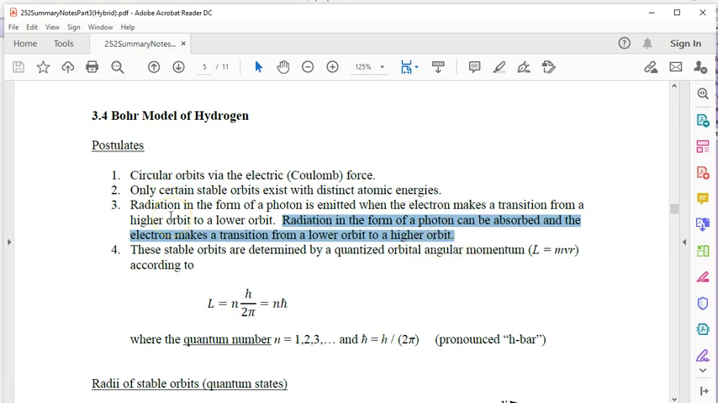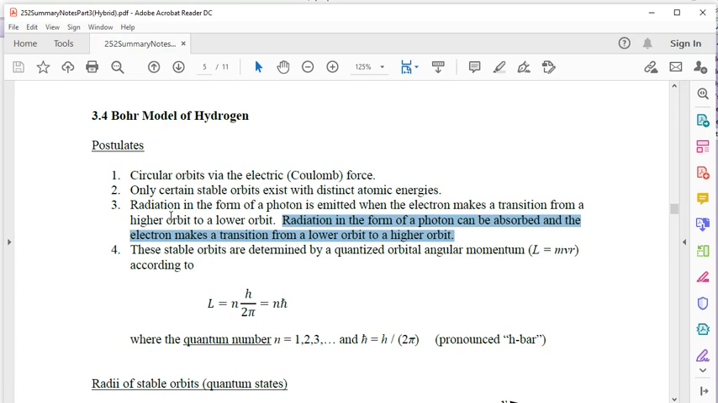So the third postulate is explaining why we have only certain wavelengths being emitted and why we only have certain wavelengths being absorbed. Sometimes you hear that referred to as discrete emission and absorption spectra. So the wavelengths that are emitted are discrete. There are only certain wavelengths. And the absorbed spectrum is discrete because there are only certain wavelengths that are absorbed.